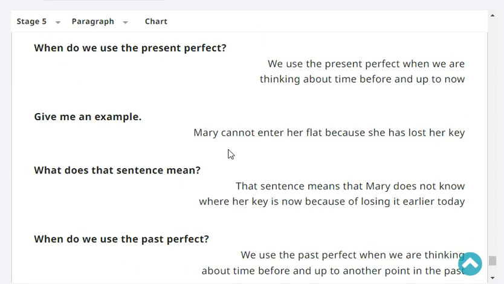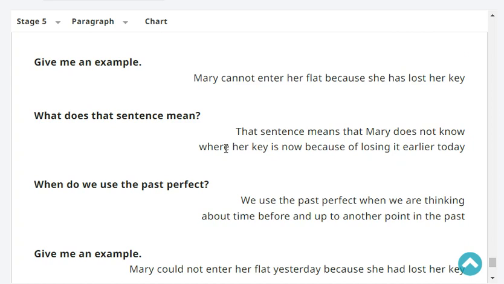Give me an example, please. Mary cannot enter her flat because she has lost her key. Right? What does that sentence mean? The sentence means that Mary doesn't know where her key is now because of losing it earlier today. Very good.